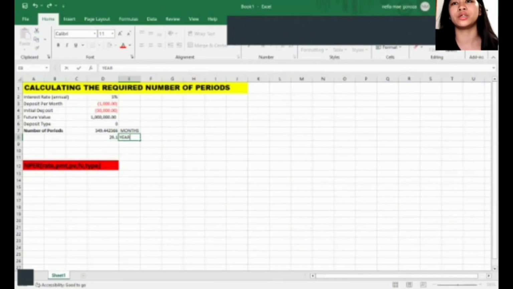So this method is useful for financial planning, helping individuals to adjust their deposit amounts, interest rates, and investment. So this will end my discussion, and I hope na may natutunan kayo. Thank you.